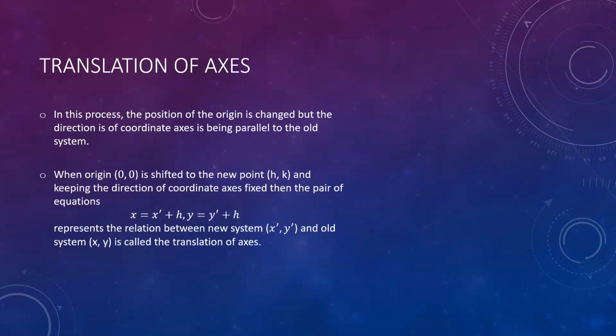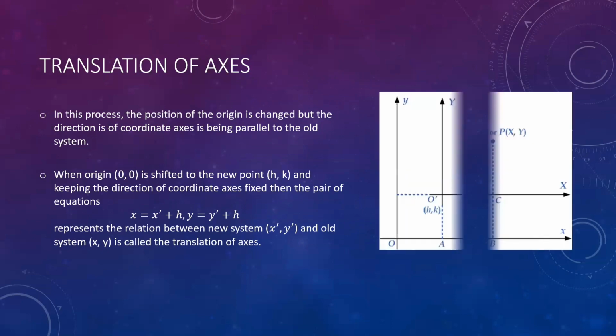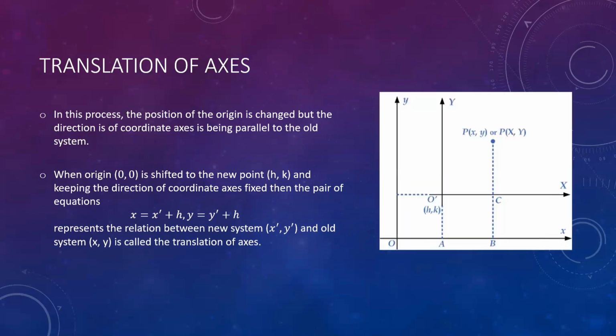When the origin (0, 0) is shifted to the new point (h, k) keeping the direction of coordinate axis fixed, then the pair of equations x is equal to x prime plus h and y is equal to y prime plus k represents the relation between the new system x prime y prime and the old system xy, and is called the translation of axis. We can see that from the figure.